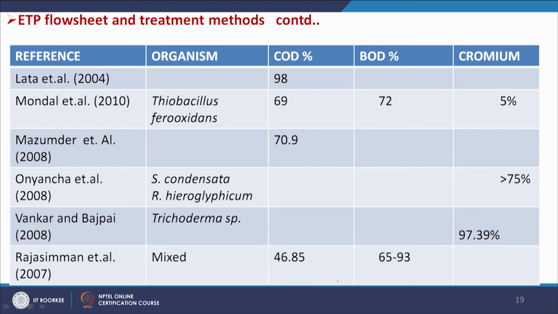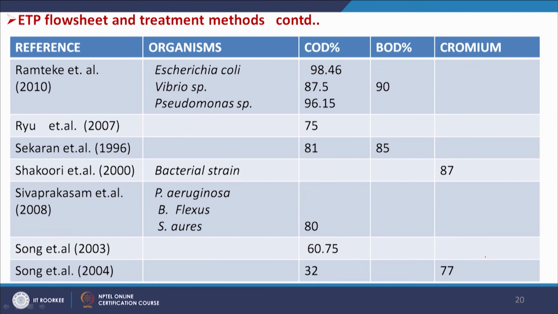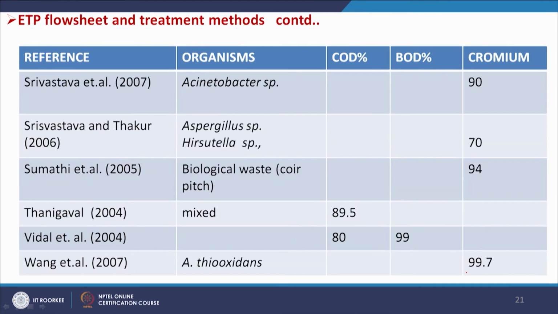These are the different references, these are the different organisms, microorganisms, and COD, BOD and chromium removal are provided here, and these are some other examples. So, various types of microorganisms with different COD, BOD and chromium removal capacity have been investigated. This slide also provides similar information.